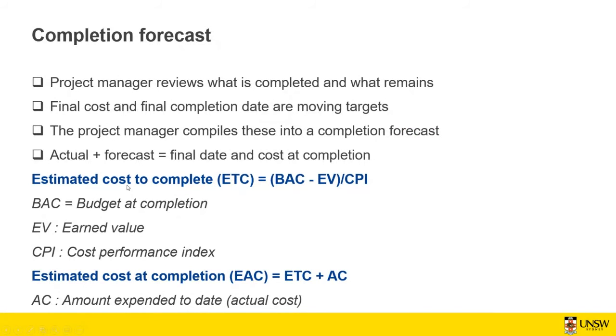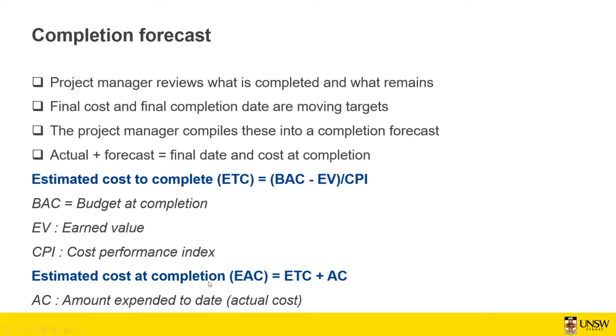So how do you calculate estimate cost at completion? You have the budget at completion, so you know how much you're going to spend at completion. Then you deduct the earned value from that and divide it by the cost performance index. That gives you the estimated cost to complete the project.